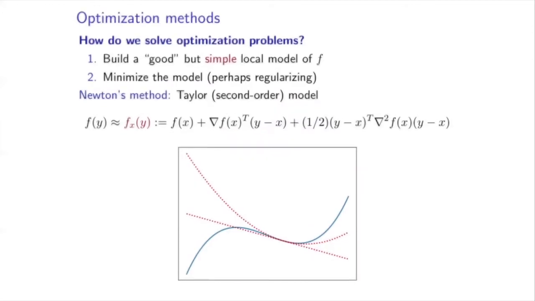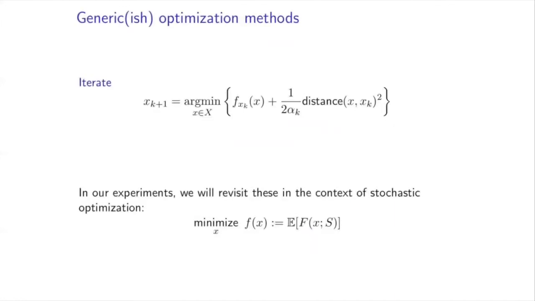Newton's method, of course, makes a second order model. So around the point x, again, we have a quadratic model. So this is f_x of y as a function of y, with y going this way. You can imagine all sorts of other models of functions. Let's take a quick look at this in the context of stochastic optimization. We can think of most optimization methods as basically iterating: make an approximation to a function centered around some current iterate x_k, and then minimize it plus some kind of penalty for moving far, or some regularization.